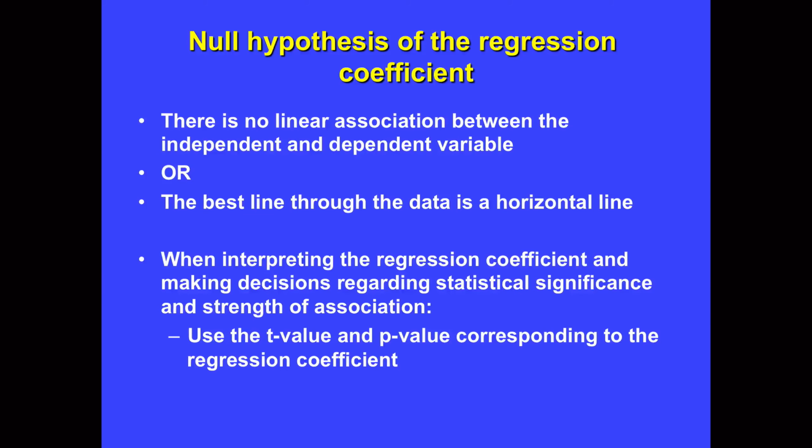When you're interpreting the regression coefficients and making these decisions about statistical significance, remember you would use the t-value and the p-value that corresponds to the actual regression coefficient of interest. So as we saw a moment ago in the output, for the BMI variable, you simply look across that row for BMI and you get information on not only the regression coefficient and the standard error, but you also get information regarding the t-value and the p-value corresponding to that regression coefficient.